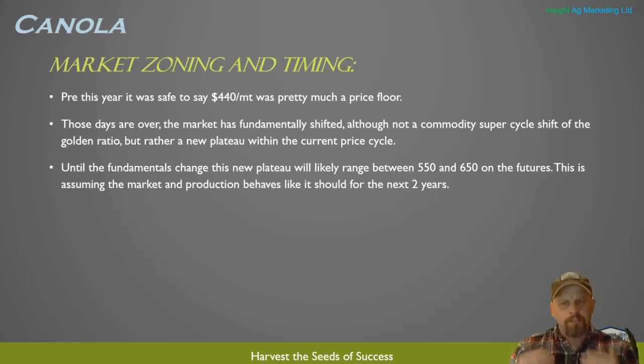So until the fundamentals change, we think the new price range is probably going to be between that 550 to 650 on the futures. This is assuming, of course, we have no production in the next 2 years, because it's going to take that long to even get our stocks rebuilt. So if we have any problems, this thing's going way higher, and I don't think we're going to have a massive crop across the world on the canola to push it way down back into that $10 range.